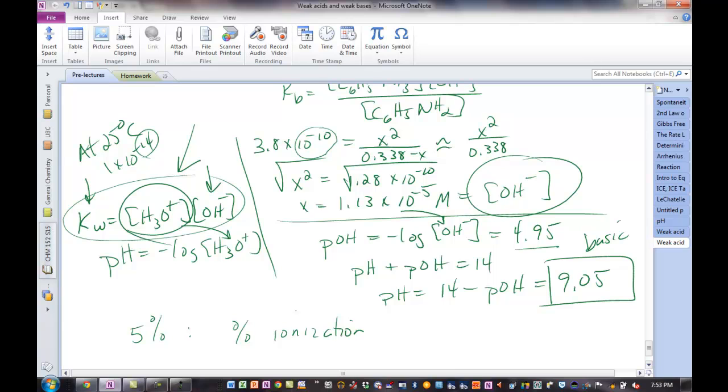Okay. Now, I don't have my book. There are a couple of example problems in this section on weak bases that you come to pretty early on, where you calculate the hydroxide and the pH of a weak base. If you're unclear on these, work those example problems in the text. I don't know what the numbers are because I don't have a book in front of me.